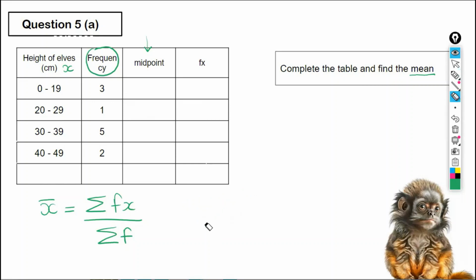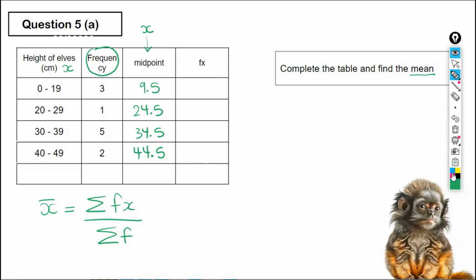0 plus 19 divided by 2, I'm going to get 9.5 here. 20 plus 29 divided by 2, I'm getting 24.5. 30 plus 39 divided by 2, that's 34.5. And the other one would be 44.5 if I'm not mistaken. We're using the midpoints as the x values.